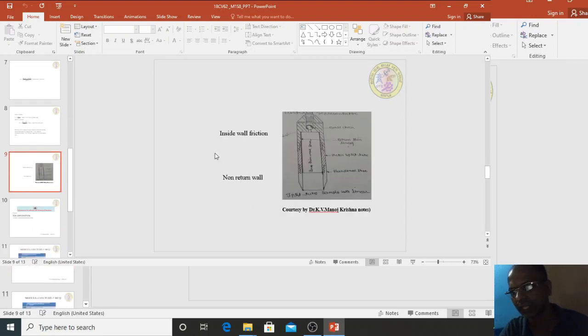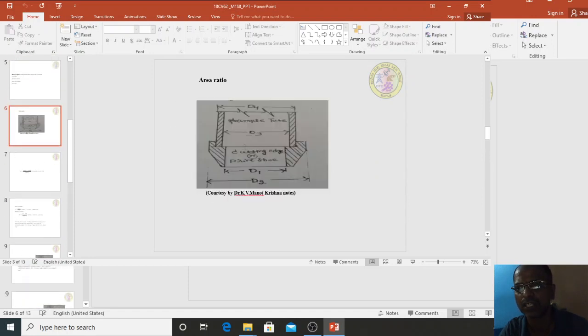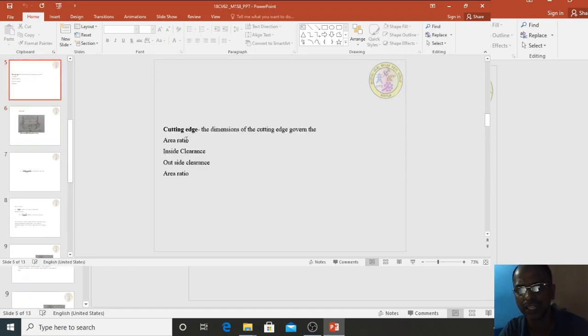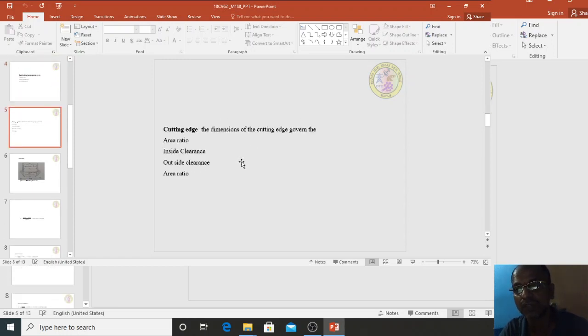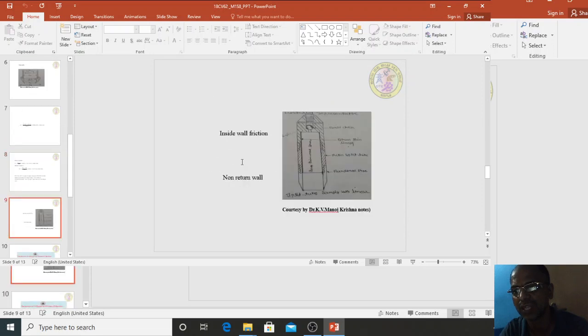So, as I explained earlier, a thin wall sampler, a non-return valve, inside wall friction, and the cutting edge. Area ratio we discussed, inside clearance, outside clearance we discussed. Next is inside wall friction, non-return valve. In order to explain that one, I am showing this graph sketch. Inside wall friction. Suppose you have a frictionless wall surface inside, then smoothly the sample will start entering here.